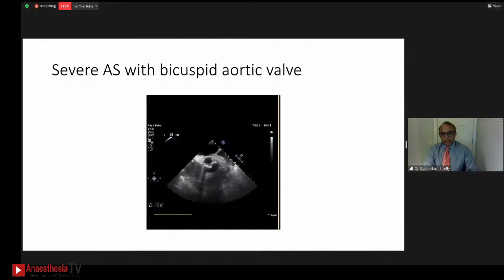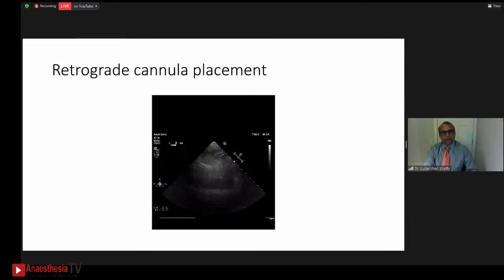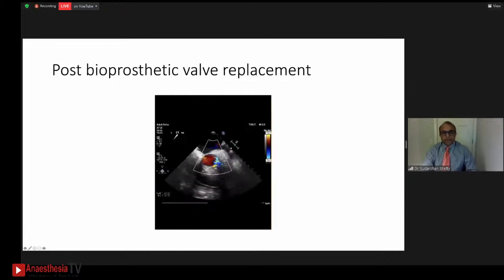So some images from the severe aortic stenosis patient. That's a bicuspid valve there, short axis view. Long axis view with flow acceleration seen there. And that's the retrograde cannula placement. Again, the surgeon struggled. Here's a retrograde cannula in the coronary sinus. This is the bioprosthetic valve after placement.